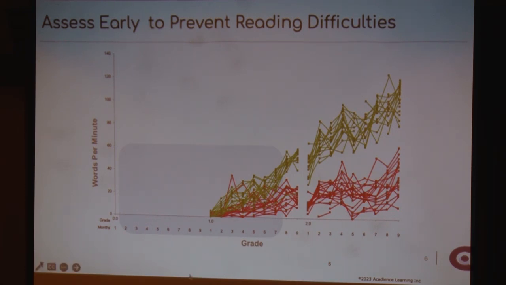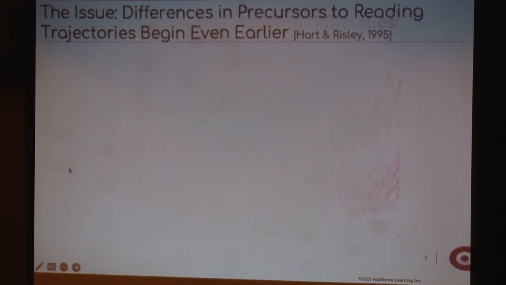And you can see that tease out a little bit more. And see this gray box here? This is where we started our work. We need to downward extend this because we can't tell these kids apart, even in the middle of first grade. What can we do in kindergarten? And then what can we do in preschool? Back it up even further. As I said earlier, those differences in precursors to reading trajectories start earlier than even kindergarten.